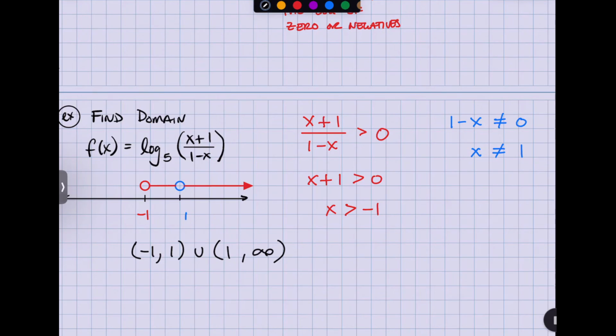Go ahead. It would just be from -1 to 1. Wouldn't need the union and then the 1 to infinity. Because I can't go less than -1 either, right? Because -2 would give me the same issue.